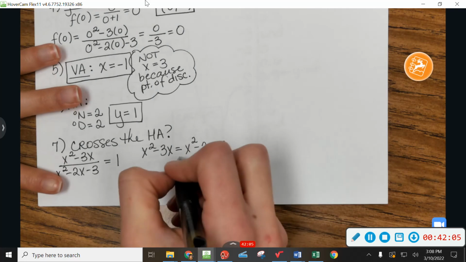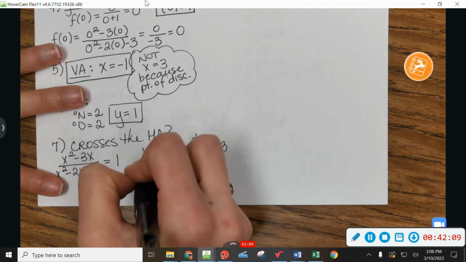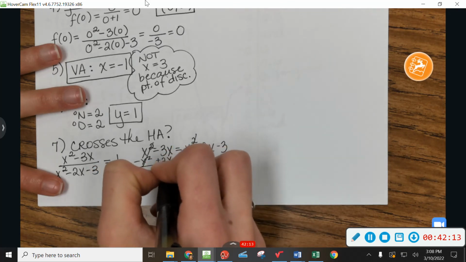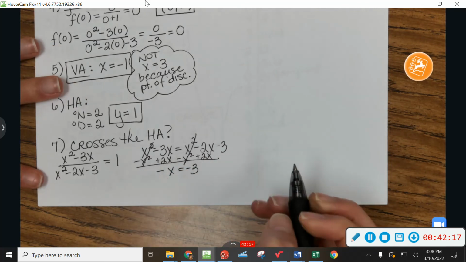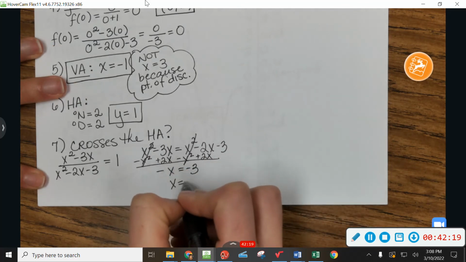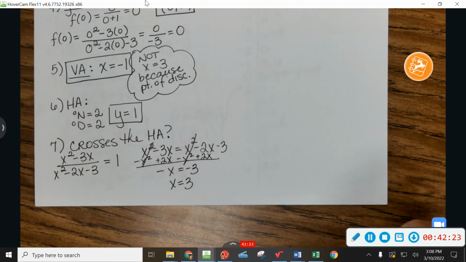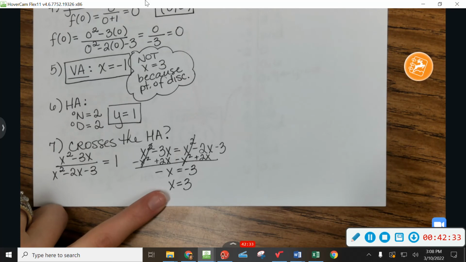Okay, if I were to subtract my x squared, they would cancel. I'm going to add my 2x. And that gives me negative x equals negative 3. So that tells me x equals 3. So you have to really actually pay attention to what you're doing here, because this is telling me that it crosses the horizontal asymptote at x equals 3.